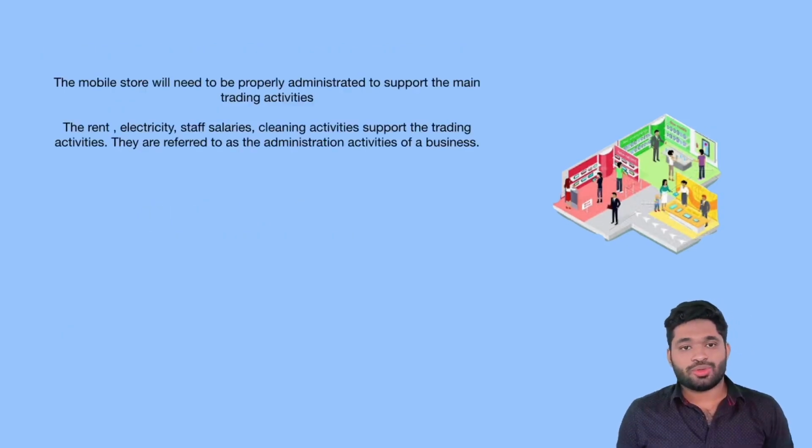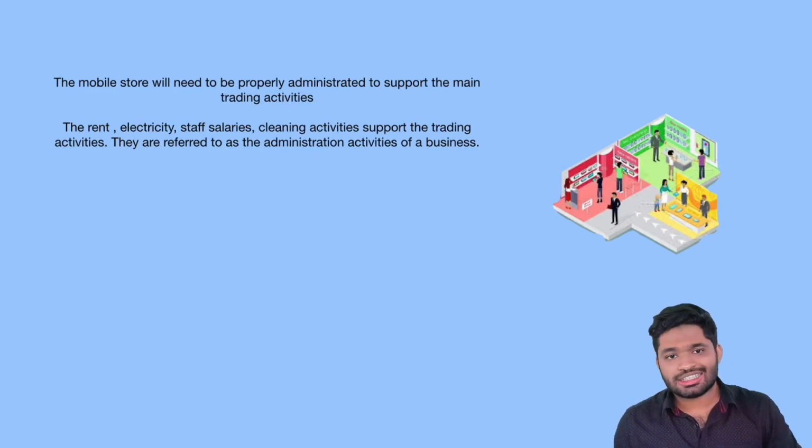The mobile store will need to properly administrate and support the trading activities. Like they have to pay the rent, they have to pay electricity, they have to pay the staff salaries and wages, right? So that these trading activities can occur. So these activities where you manage your organization and you maintain your premises is called administration activities.